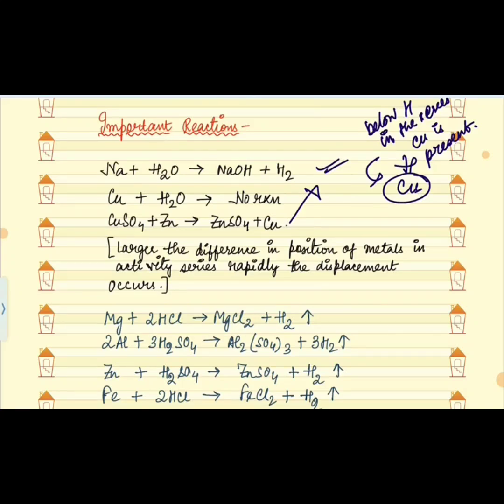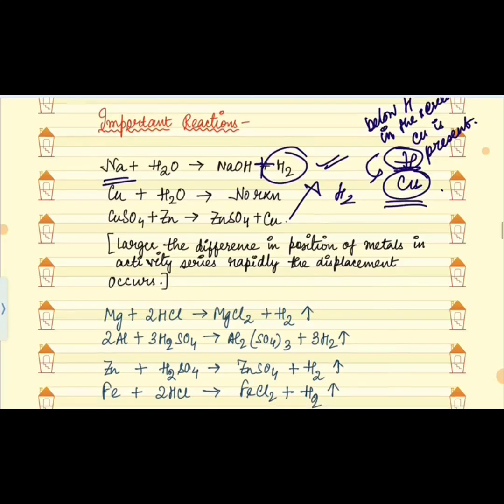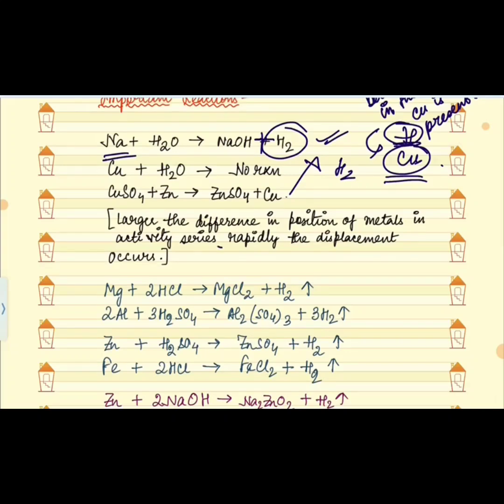Whoever is present above will displace hydrogen. Understand this point very carefully. If someone is present above in the metal activity series, then it can displace the one below it. But if someone is present below an element, it can't displace it. Hydrogen is present above, copper is below, so you cannot form hydrogen from copper. However, what is present above can displace the one present below it. The larger the difference in position of the metals in the activity series, the more rapidly the displacement occurs.